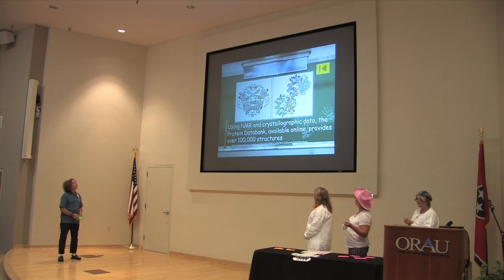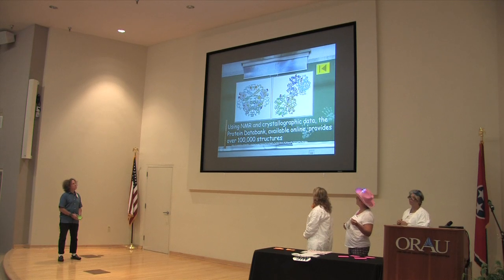Each individual subunit has a group bonded to it called a heme, and the heme carries oxygen to your cells. Very important function. The second protein is the protein that is made by people's cells that have sickle cell anemia.